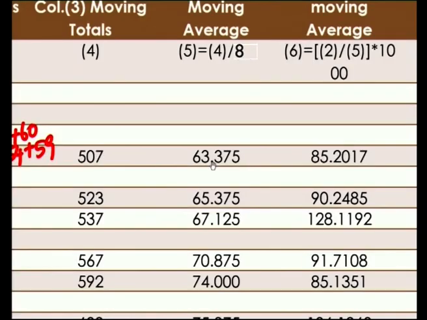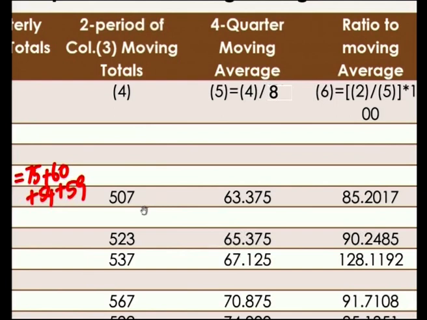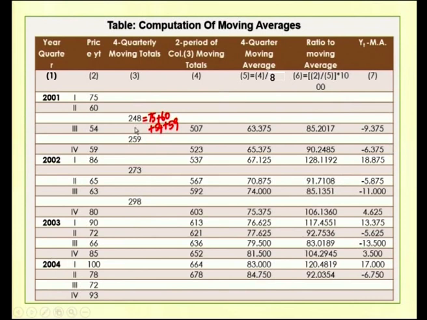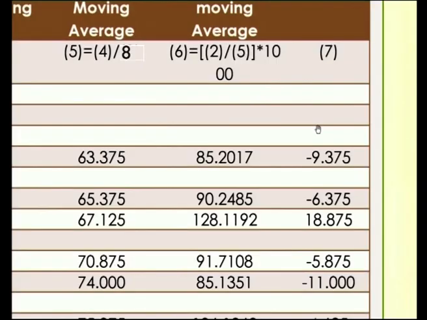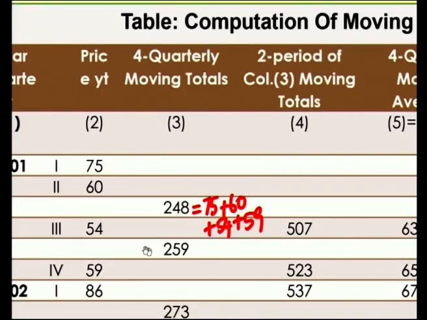Then this 507 divided by 8 gives you 63.375. First, 4 values are added, so it has to be divided by 4. When 2 more values are added, it is divided by 8. Therefore, 507 by 8 gives you 63.375. Likewise, 523 divided by 8 gives you 65.375, and the other values are calculated likewise. Then the ratio to moving average is column 2 divided by column 5. Column 2 is the original data.